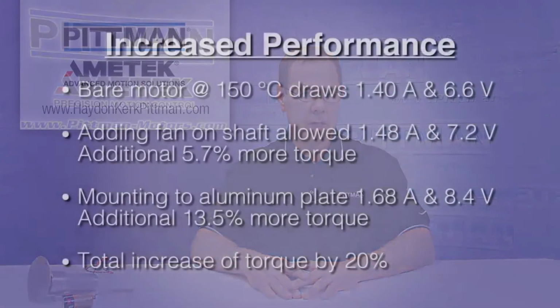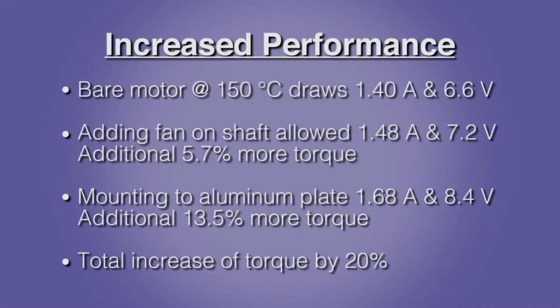Since most customers will mount a Pittman motor in their application where it can transfer heat to its surroundings, the catalog data will usually be conservative compared to the actual results. In the case of this specific example, I've shown that our motor is able to receive 30% more power and produce 20% more torque based on current.